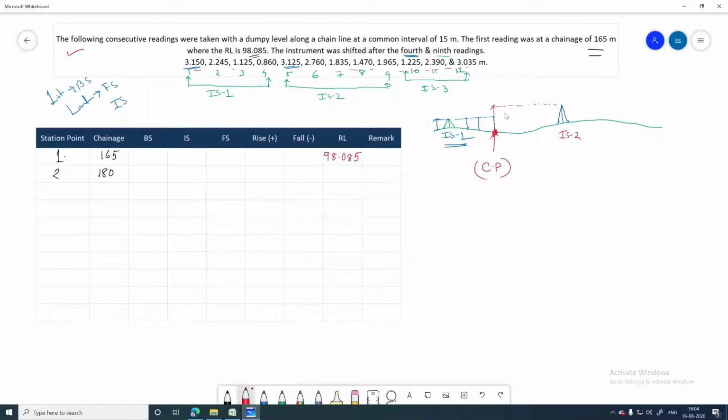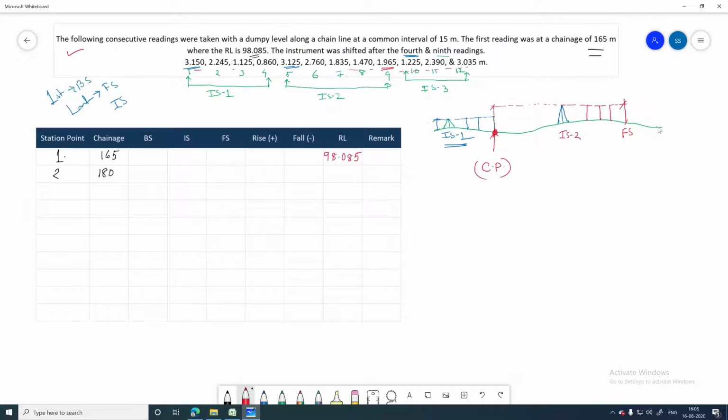So this is the backside reading. The foresight reading will be the last one taken from instrument station 2, that is 1.965. So this is the foresight reading with respect to instrument station 2, and there are 3 other data: 2.760, 1.835 and 1.470. These are the intermediate side readings. So these values are taken from instrument station 2.